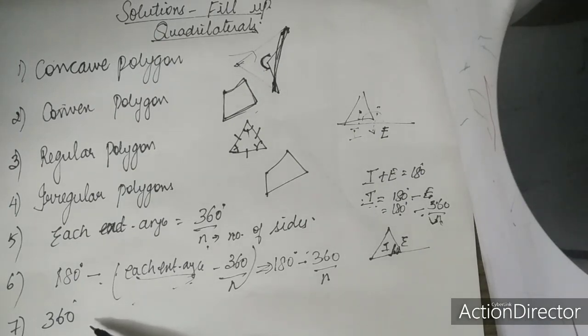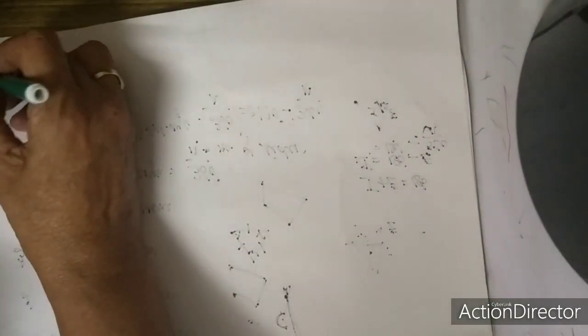Next one, sum of all exterior angles of a polygon is 360 degree. Whatever may be the polygon, sum of all exterior angles will be equal to 360 degree. Number 7. Sum of all exterior angles of a polygon is 360 degree.